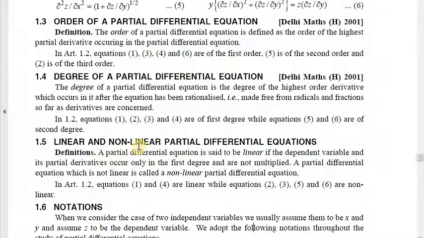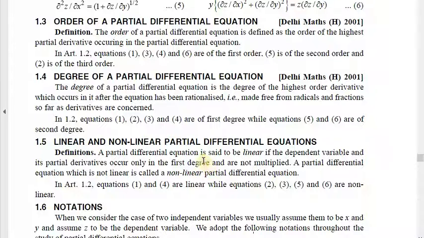Okay, next, linear and non-linear PDE. What is a linear PDE? Any partial differential equation is said to be linear if the dependent variable and its partial derivatives occur only in first degree and are not multiplied. A partial differential equation which is not linear is called a non-linear partial differential equation.